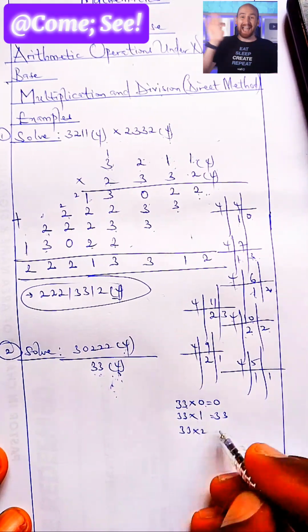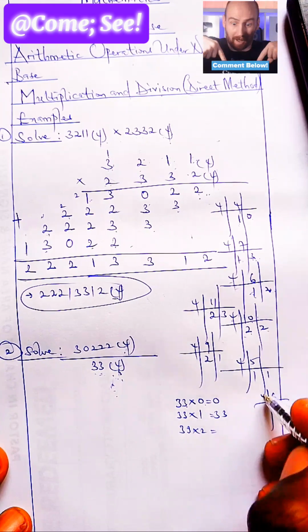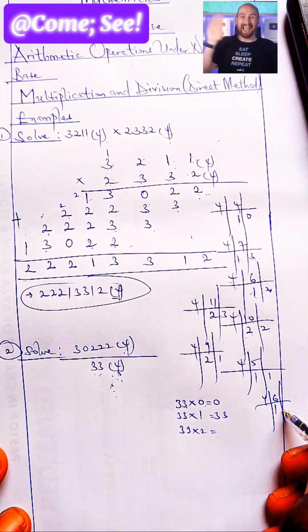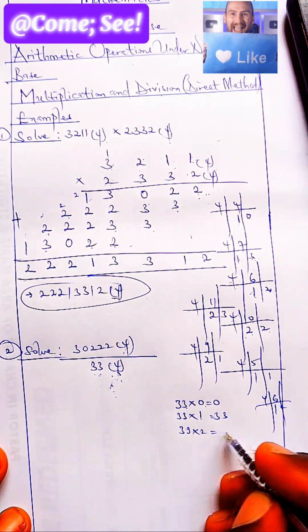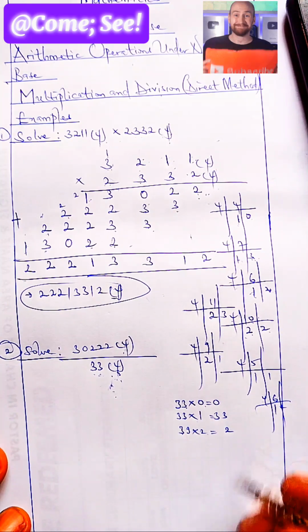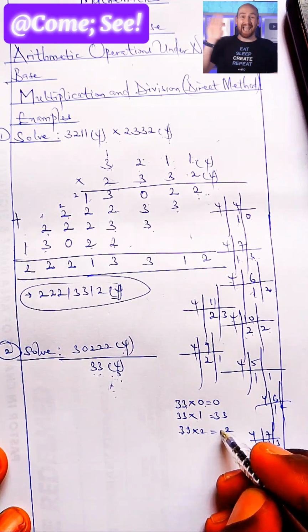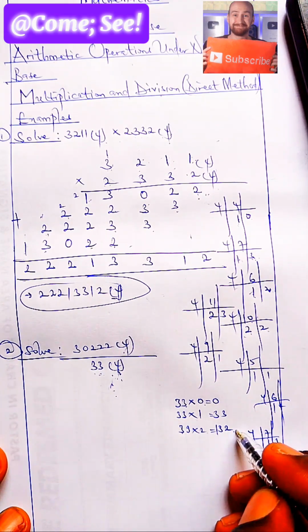So 33 times 2 in base 4. 2 times 3 is 6. Use your 4 to break your 6 down. 4 in 6 is 1, remainder 2. Right there, so write your 2, keep your 1. 2 times 3 is 6 plus 1, 7. 4 in 7 is 1, remainder 3. So put your 3, put your 1 here. This is 132 base 4.